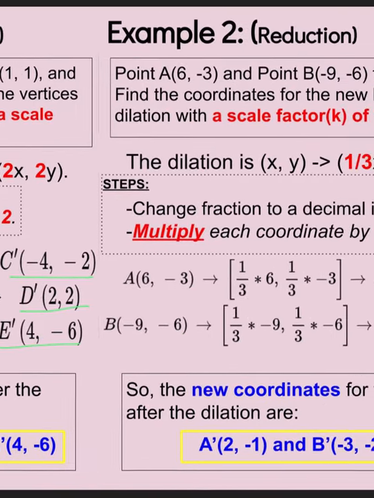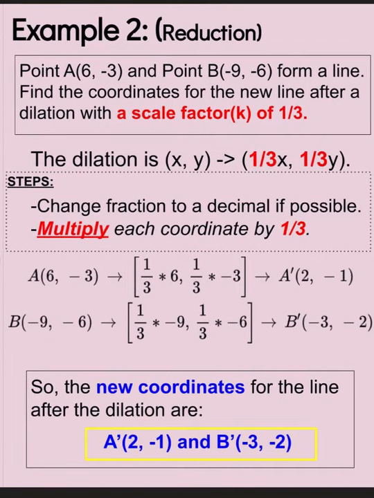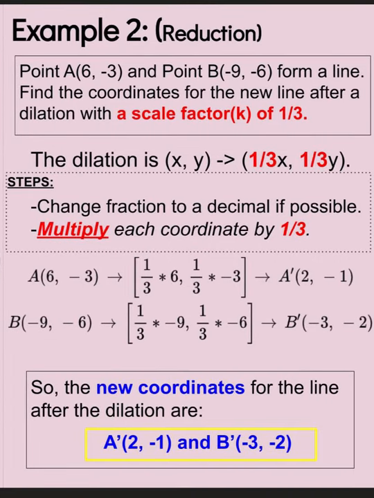Next example, now we have a reduction example. The first one was an enlargement, because remember the scale factor was 2, which was greater than 1, and a scale factor greater than 1 is an enlargement. So here we look at this next example. We have point A and point B. They form a line. Find the coordinates for the new line after the dilation with a scale factor K of 1/3. Because the scale factor is less than 1, that's why it's a reduction. Okay, so here again showing our rule. Take the (x, y) and multiply the scale factor to the x, the scale factor to the y.